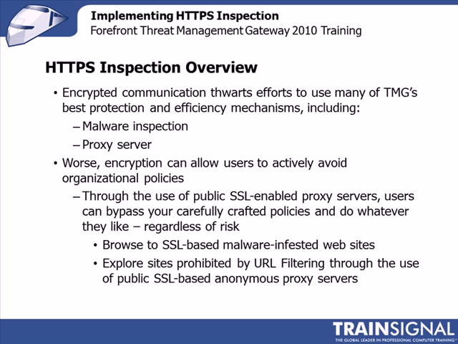Encrypted communication thwarts efforts to use many of Threat Management Gateway's best protection and efficiency mechanisms, including malware inspection and proxy services. Worse, encryption can allow users to actively avoid organizational policies. For example, through the use of public SSL-enabled proxy servers, users can bypass your carefully crafted policies and do whatever they like. They can browse to SSL-based malware-infested websites, or even explore sites that are prohibited by URL filtering through the use of public SSL-based anonymous proxy servers. So using HTTPS inspection to add a further layer of defense makes sense for many companies, including GlobalMantics.